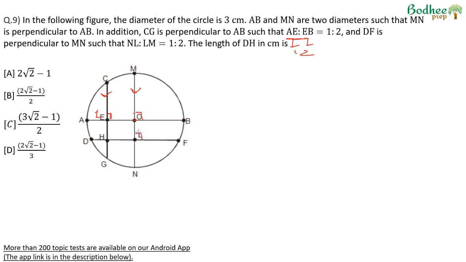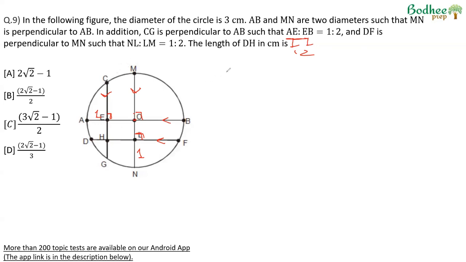DF perpendicular to MN, AB perpendicular to MN. Therefore, DF and AB will be parallel as well. NL is to LM is 1 is to 2. NM is a diameter of length 3. 1 is to 2 means this is 1, the remaining part is 2. We have to find the length of DH.